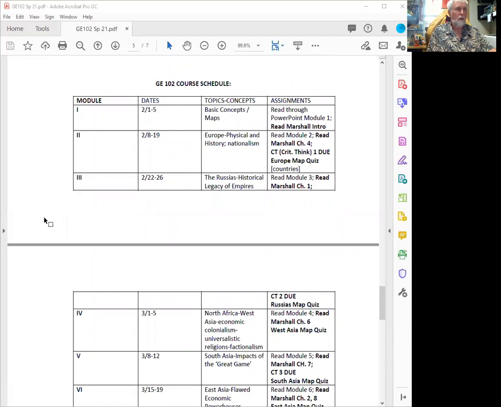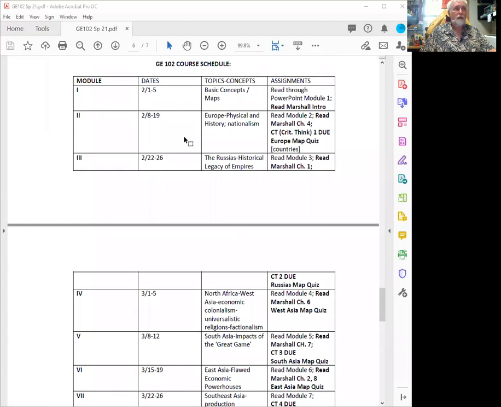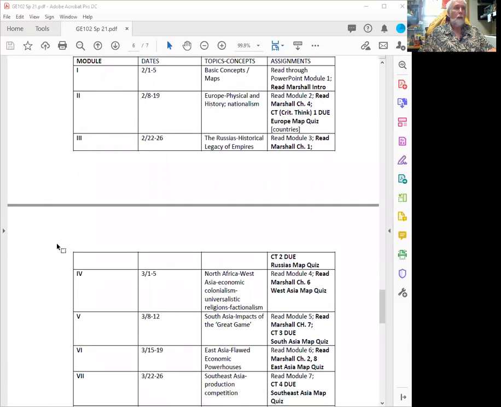So here's the schedule. If you look at the schedule, you also see this in Canvas. What we've got is we're covering different areas. Not surprising in this class, once we go through the basic concepts, it's different parts of the world, these different regions, because it's a regional geography class. And then there are the different parts of Marshall and the different things you're supposed to do as part of that.